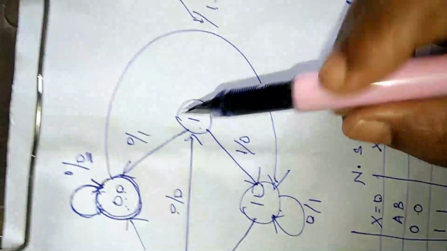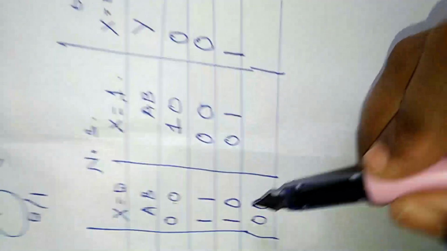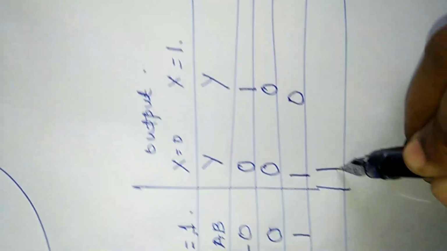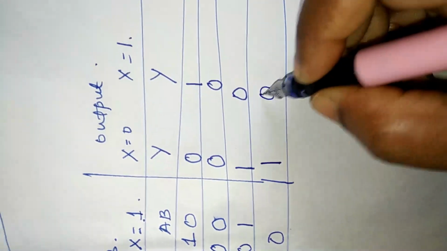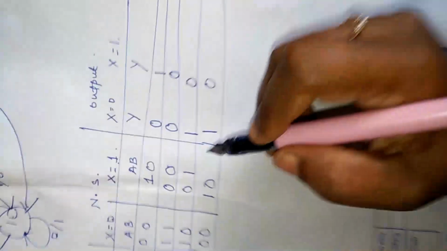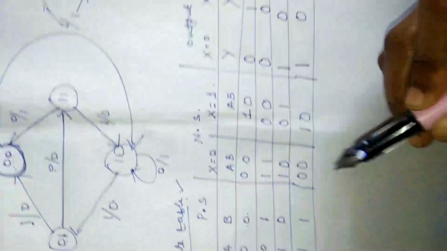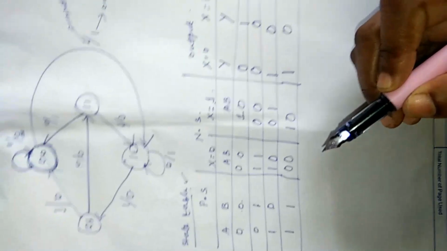So 1 1, when the input is 0, it is going to the state 0 0. At that stage, its corresponding output is 1. And 1 1, when the input is 1, it is going to 1 0. Its corresponding output is 0 over there. Okay. So this is what is our state table. So our second step is over. We have completed our state table.